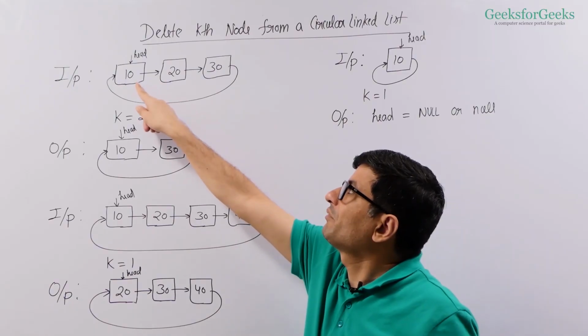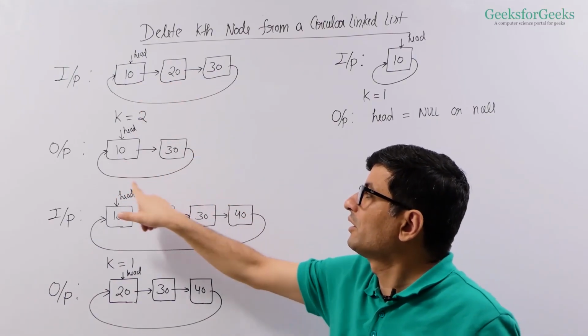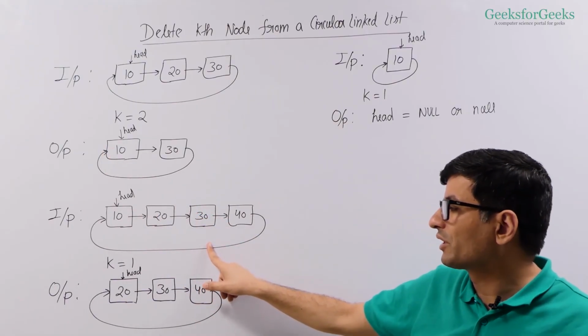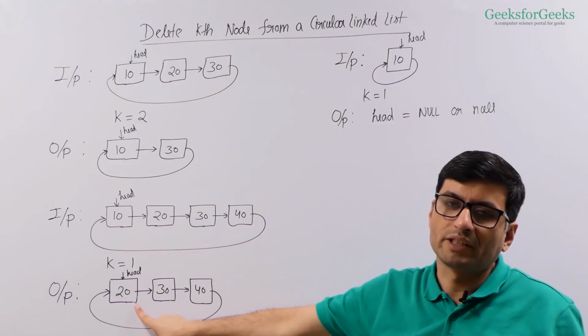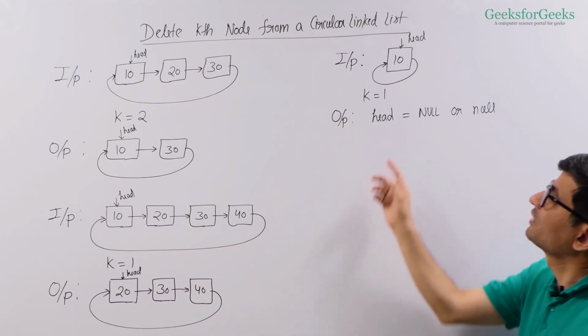So we need to delete the second node, and our circular linked list becomes 10, 30, and 30 connects back to 10. In this example, k is 1, so we need to delete the head itself. And this becomes our modified circular linked list. 20 is the new head. Let's now see this example.